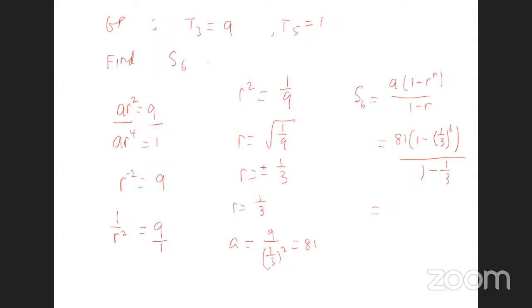How much did you get, Casio man? 364 over 3. Anybody else got that? 364 over 3. Nice.